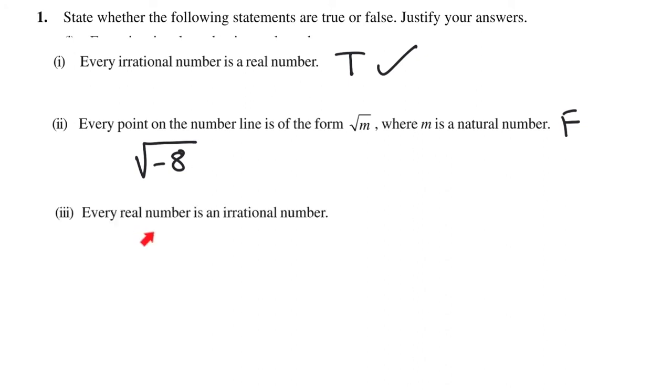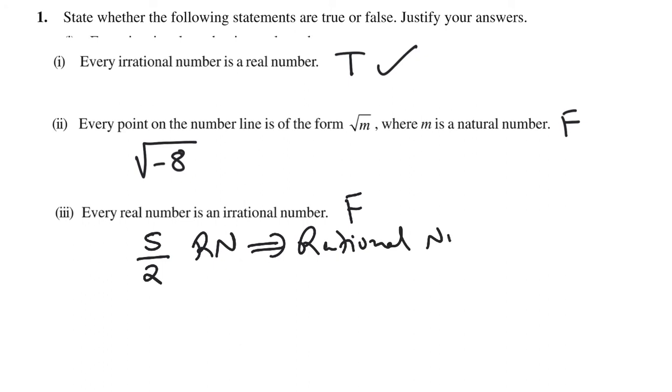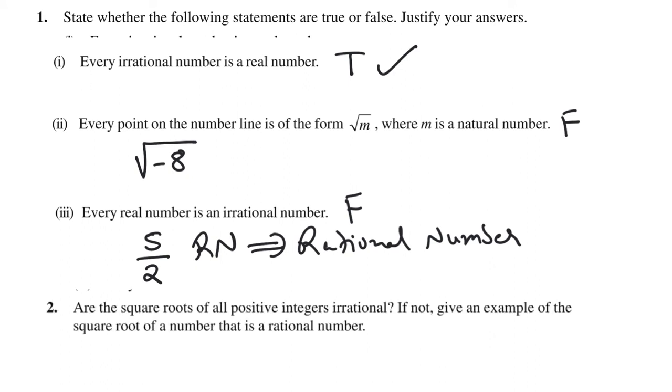Every real number is an irrational number. True or false? It's false again because 5 over 2 is a real number. It is also a rational number. So every real number is not necessarily an irrational number. A real number can be rational as well as irrational. Great going. Let's look at this.